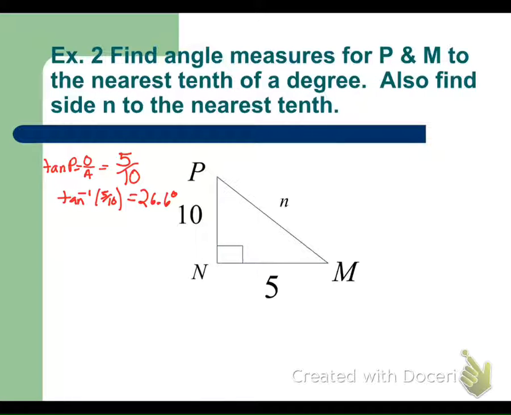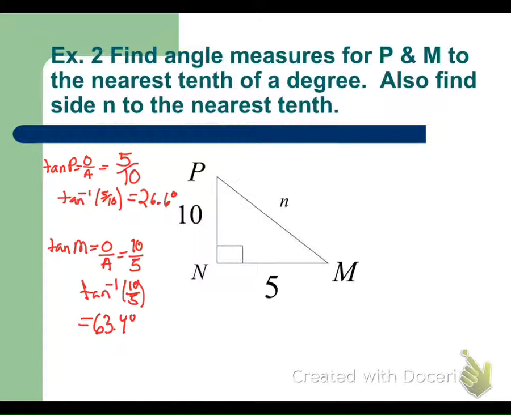Angle M, which sides do we have? 10 and 5. And which sides are those in reference to the angle? Opposite, and 5 is adjacent. So which trig function are we using? Tan of M equals opposite over adjacent. Opposite of M is 10. Adjacent to M is 5. We're going to do tan inverse of 10 over 5, which is the same thing as tan inverse of 2. What is tan inverse of 2? 63.4.